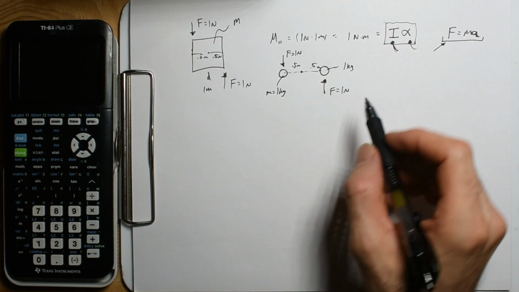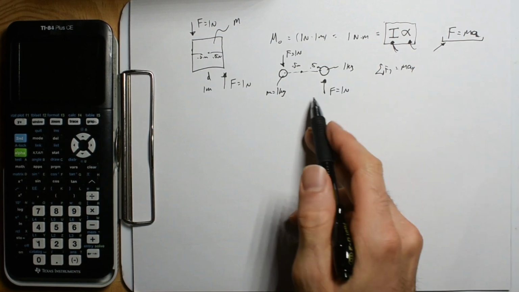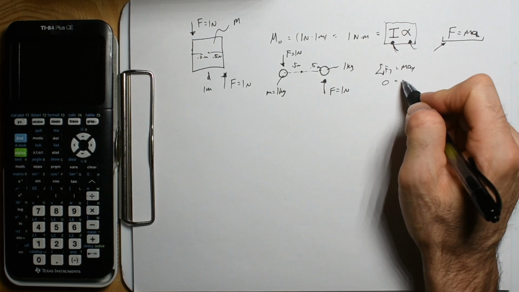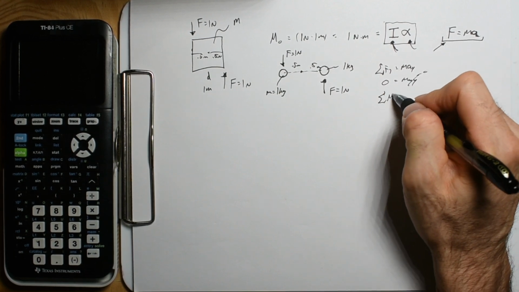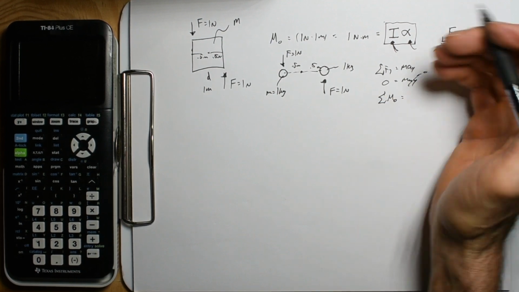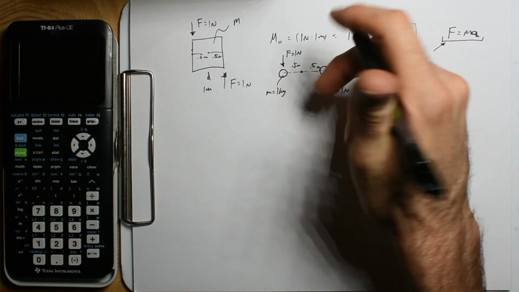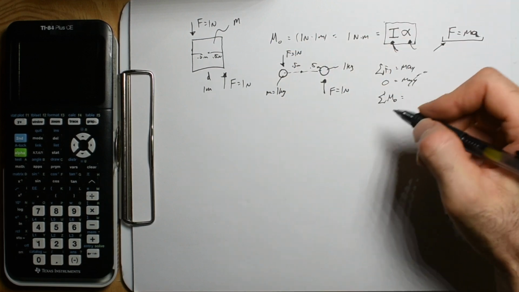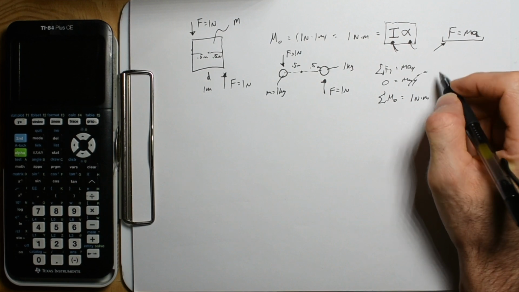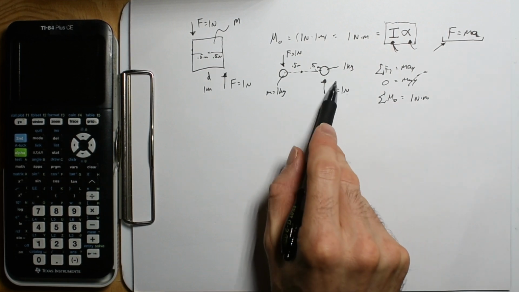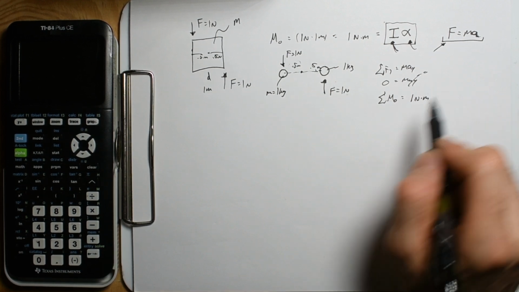And still, if we did the sum of the forces in the y equals mass times acceleration in the y, they're going to equal 0. So acceleration in the y is 0. If we do the sum of the moments about the origin, basically this 1 Newton over 0.5 meters positive, and this 1 Newton over 0.5 meters positive, those are going to add together, and we're going to get a total of 1 Newton meter. Because this would be 0.5 Newton meters, and this would be 0.5 Newton meters. So that would add up to 1 Newton meter.